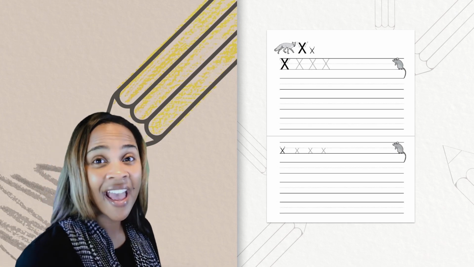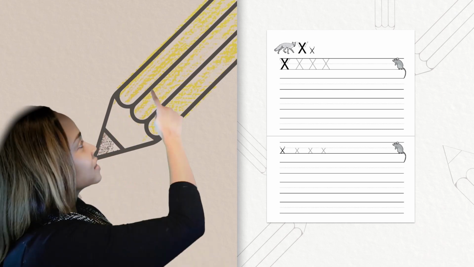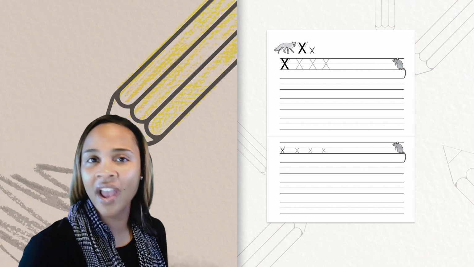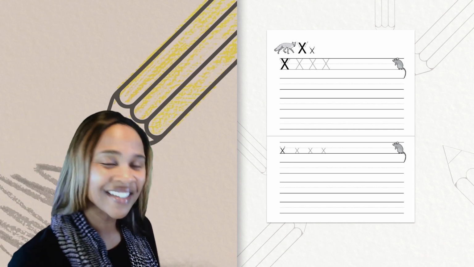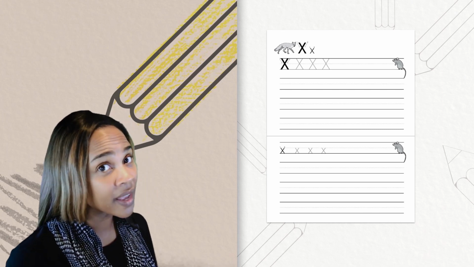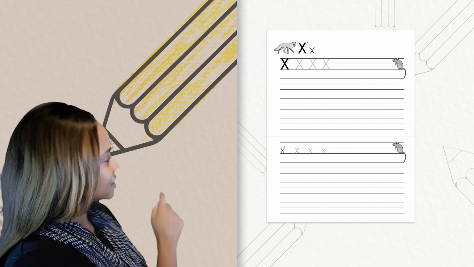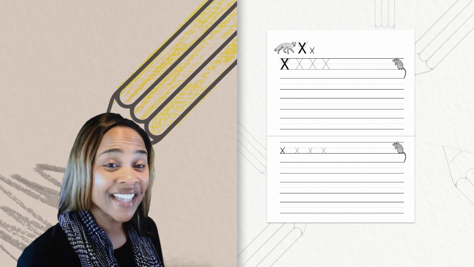Nice work. And let's try our uppercase X. X. X. You try. Great. Now let's do the lowercase x. X. X. You try. Nice job skywriting. Now we're going to do something really exciting.